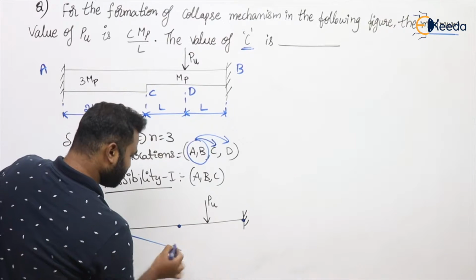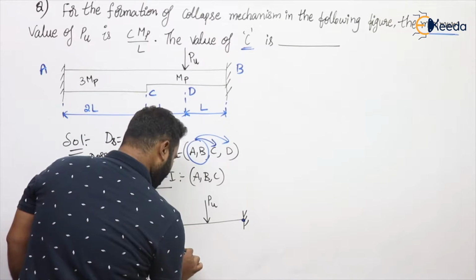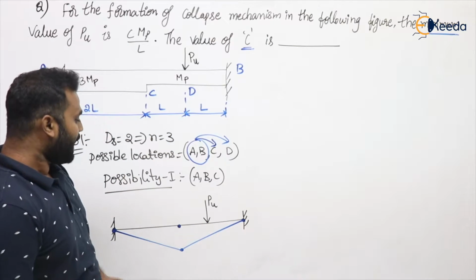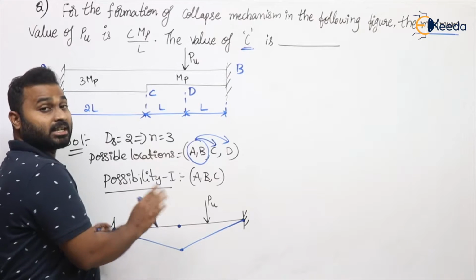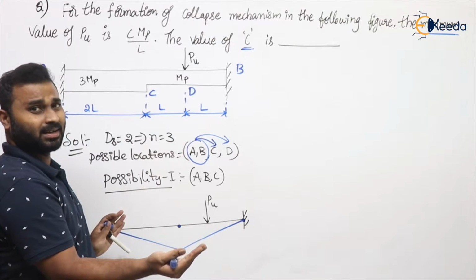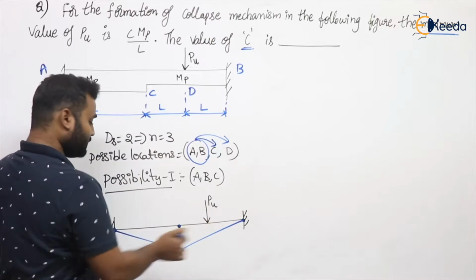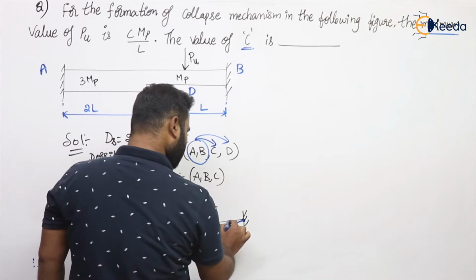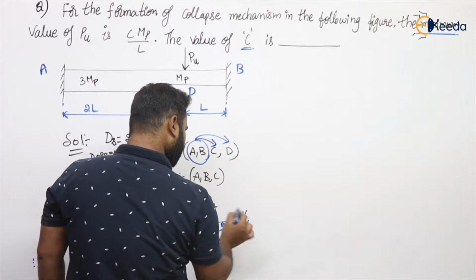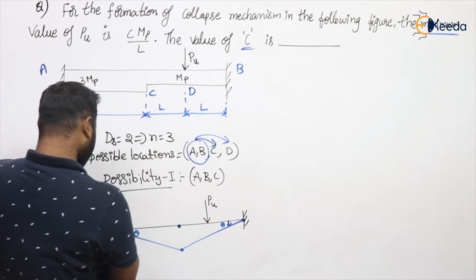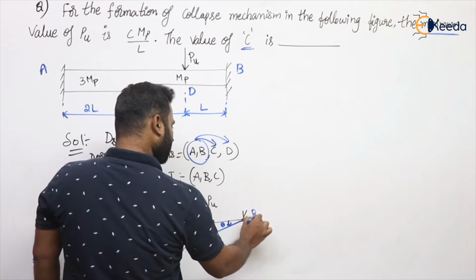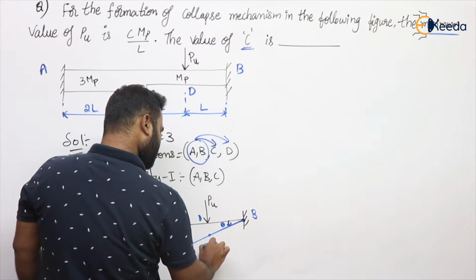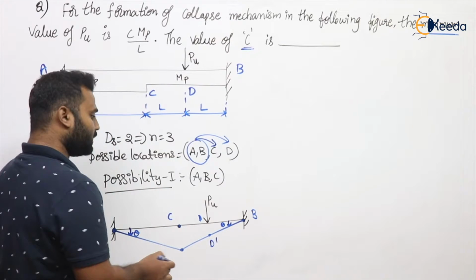Now this is the mechanism diagram for the given beam. As the plastic hinge in the span is forming exactly at the center, the angles are the same at the ends. It means if this is theta here, then this will also be theta. And we know that this is A, this is B, and this is C, and this is D. Now this will be D dash.